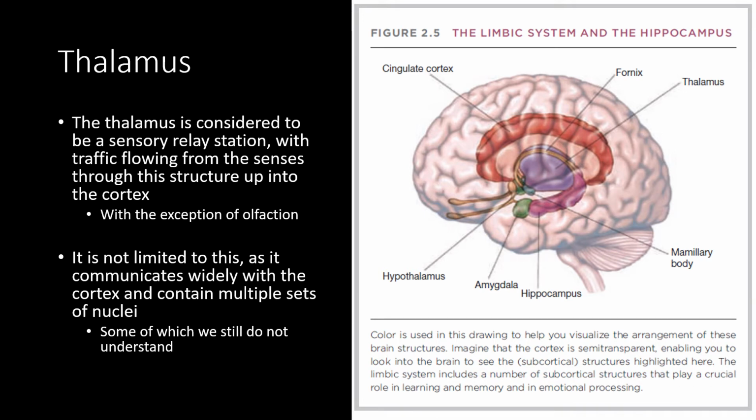Now, it is important to note that this is not its only function. The thalamus is very widely connected to pretty much the entirety of the cortex, and it is involved in all manner of things. It actually has multiple sets of nuclei, which are small clusters of specific types of neurons, and some of them we still don't even know what they do.